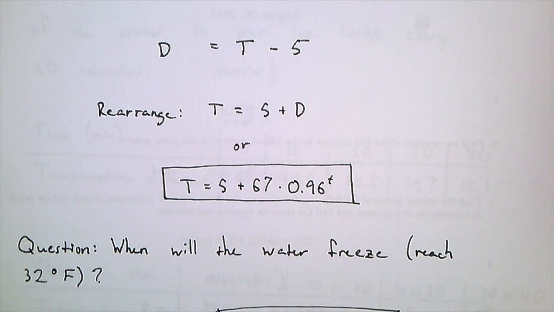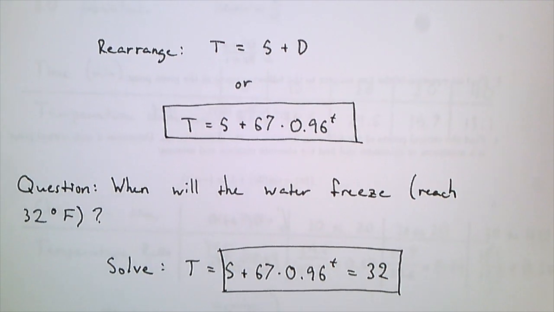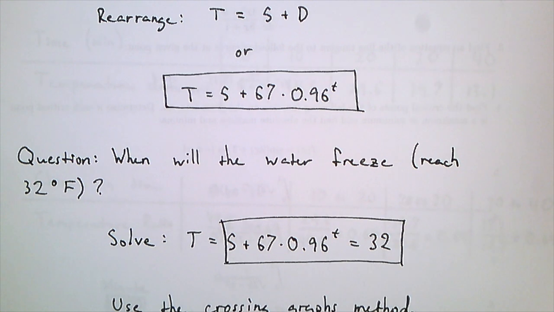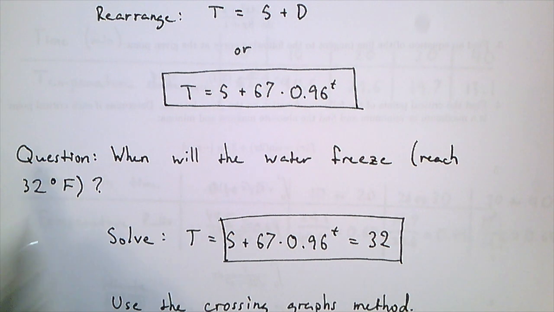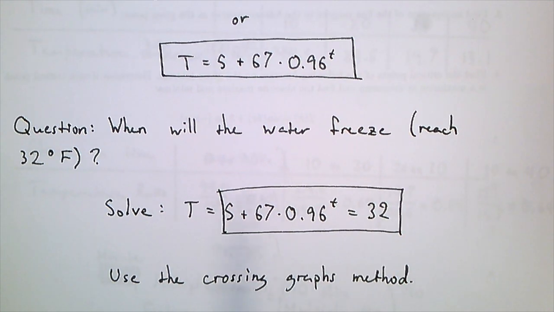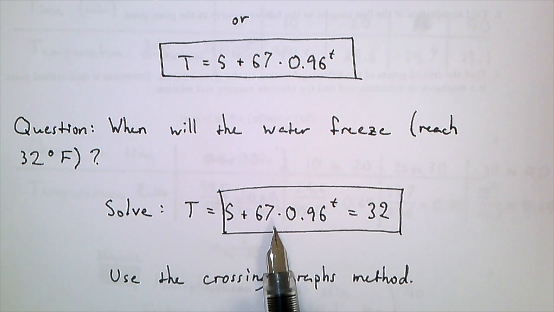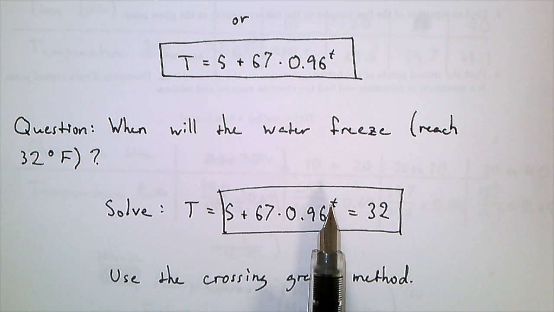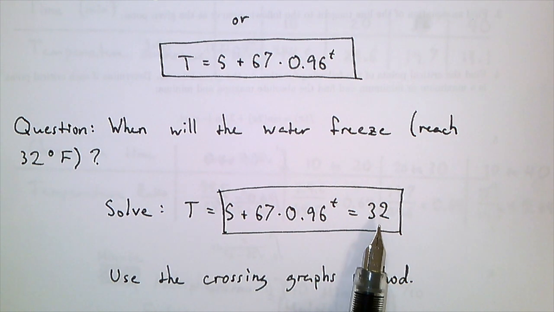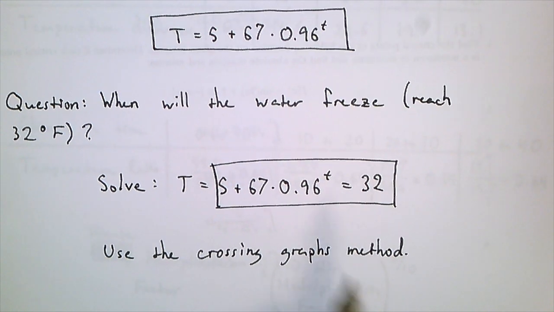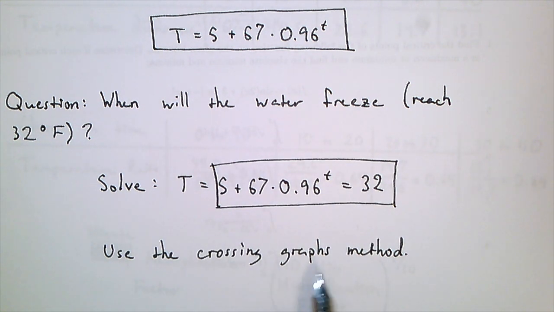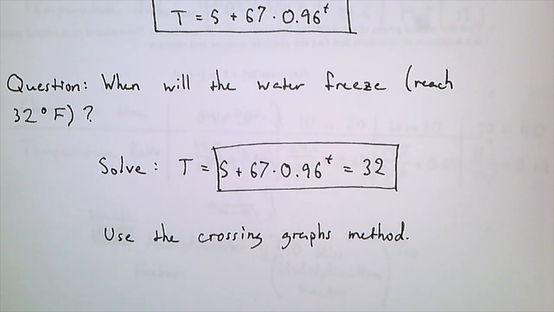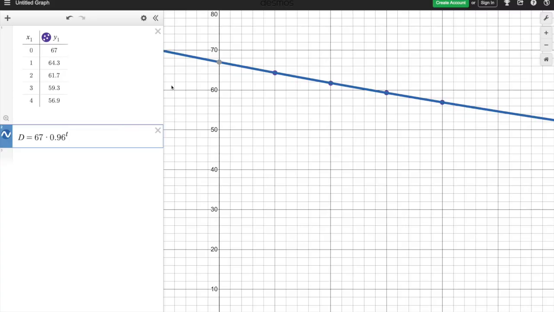Now let's get to the reason that we put the water in the ice tray. When will the water freeze? So that means when will the water reach 32 degrees Fahrenheit? This means we have to see when our function, T equals 5 plus 67 times 0.96 to the T power, is equal to 32. So this gives us an equation that we can solve in Desmos using the crossing graphs method. Now we'll go back to Desmos to do the crossing graphs method to solve our equation.